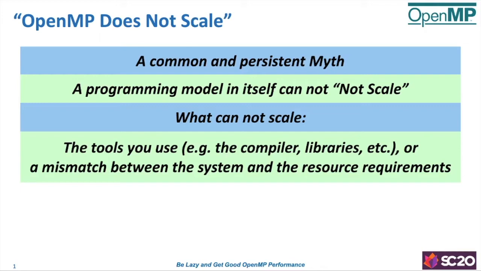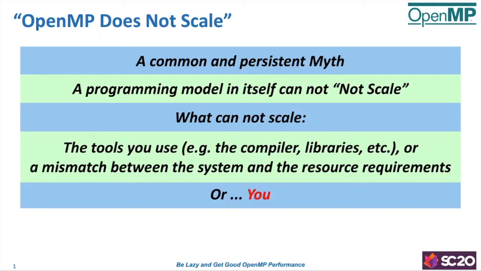What I see in practice, though, is the most likely culprit here is actually you. The user makes a mistake, violates an OpenMP performance rule that you don't know, but you violate it, and as a consequence, the performance will suffer. In this talk, I'd like to give you those rules. I'd like to give you the rules, the tips and the tricks, how to get good performance out of your OpenMP program.